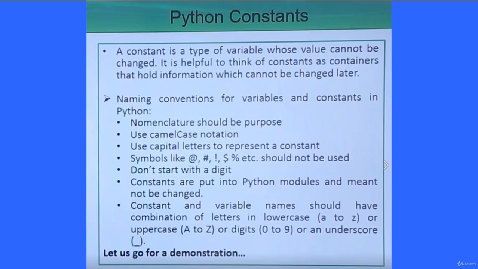Now the naming conventions for variables and constants in Python. The nomenclature should be purposeful. We all know that it is a good programmer's practice. The best practice for developers and programmers is that the variable name, the function name, and the class name should be purposeful. From the very variable name, I should get the idea what the purpose of the variable is and what kind of value it is supposed to hold.